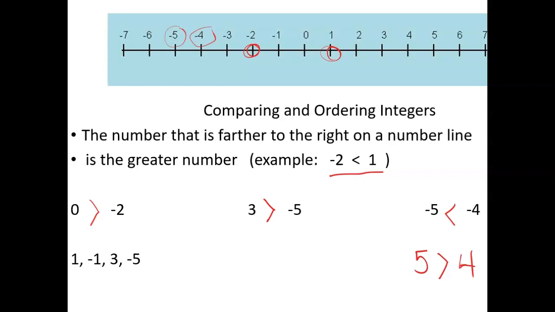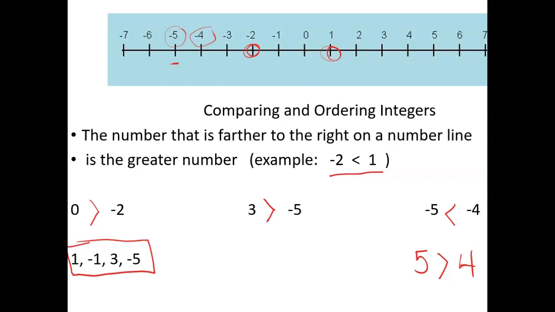And now we're going to look at ordering. If I was given these 4 numbers right here, and I asked you to order those from least to greatest, so you want to do the least first and then the greatest number last. The numbers we have are 1, -1, 3, and -5. And so the least would be the one that is farthest left.